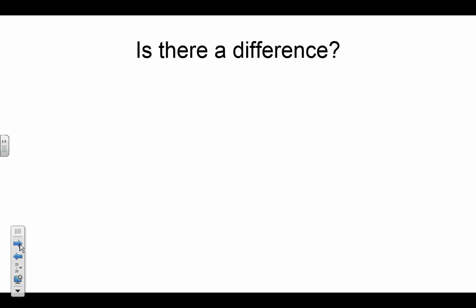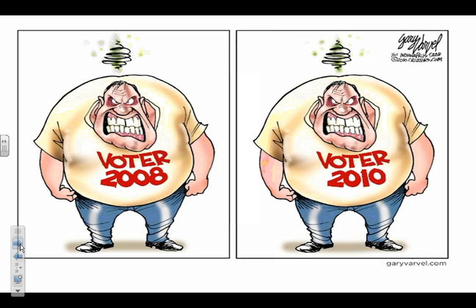Okay, and then sometimes we see these kind of cartoons. Are there any differences? This is the American voters in 2008, 2010. Notice there's no difference between this picture and this picture. The only difference is the year. So basically the author is saying that American voters were mad in 2008 when they went to the election, and they're still upset in 2010. Nothing has changed except for the election.